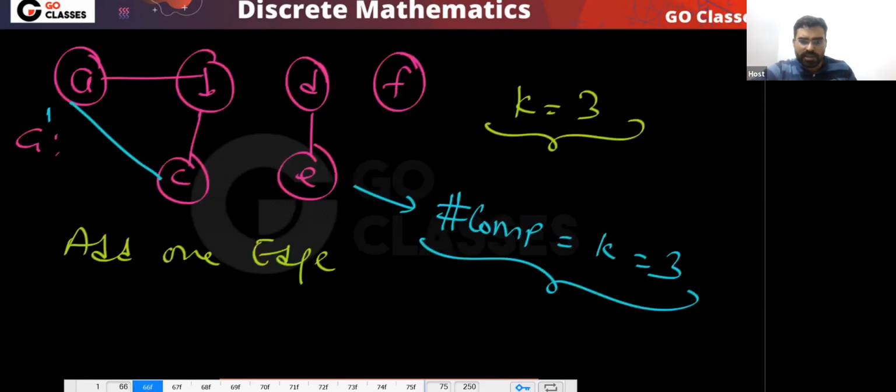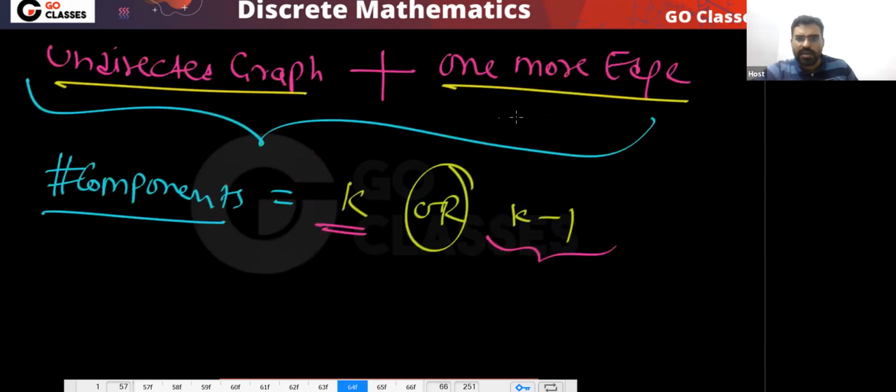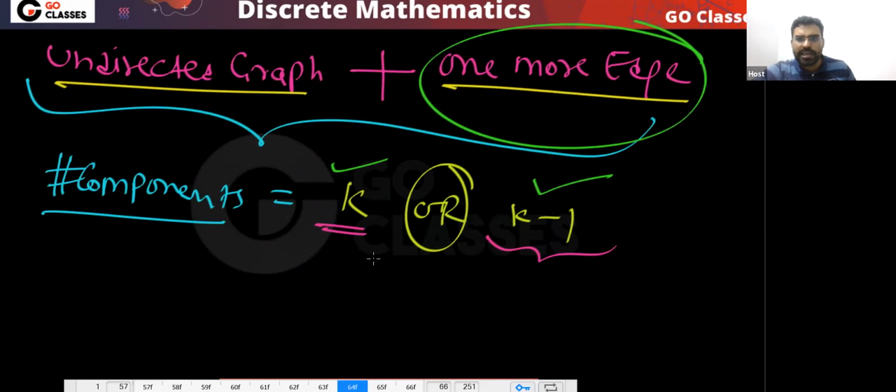Now instead of this, let me add this edge. What will happen? The new number of components is K minus 1, that is 2 now. So this is the idea. In an undirected graph, if you add one more edge between existing vertices, then either the number of components will remain unchanged, or it will reduce by exactly 1.